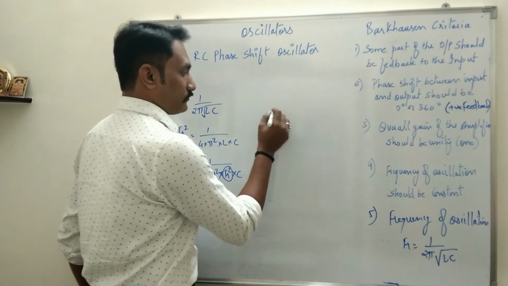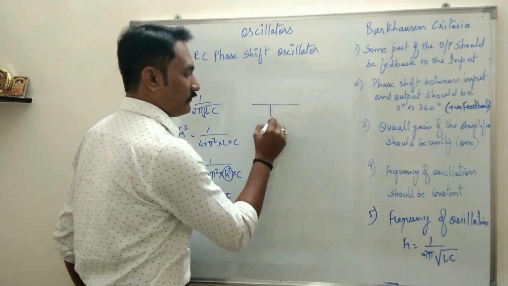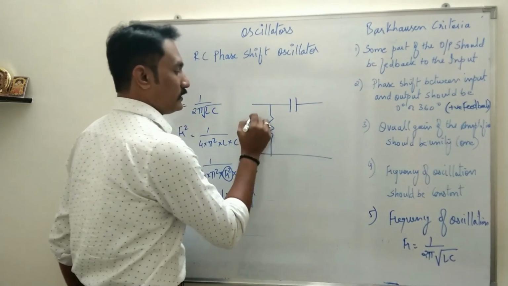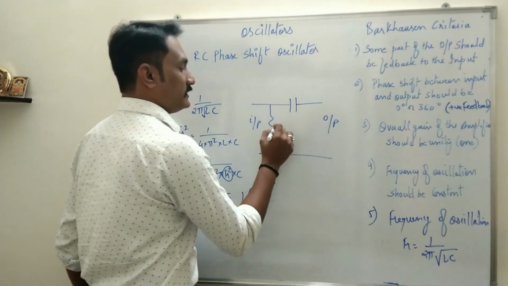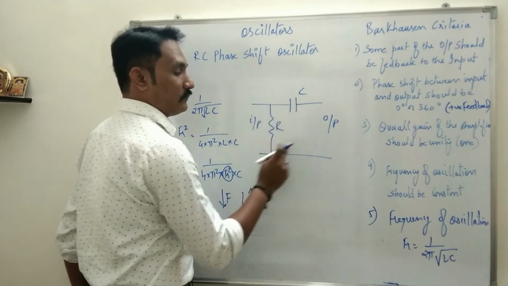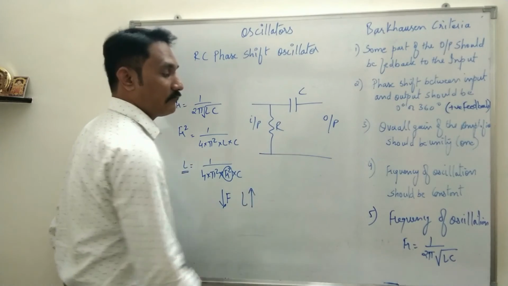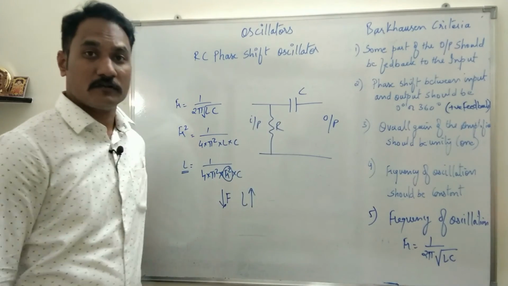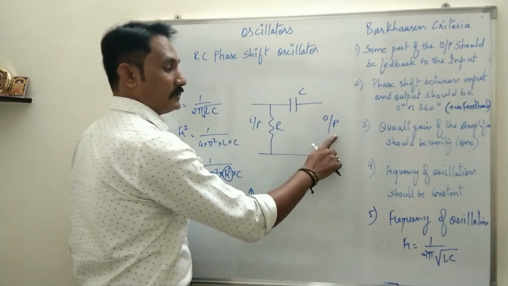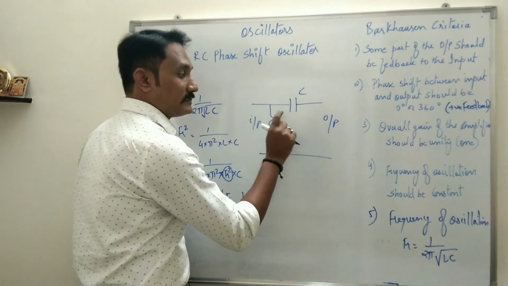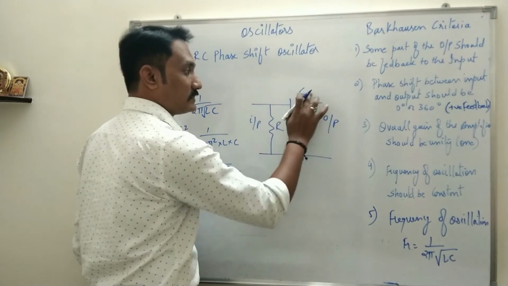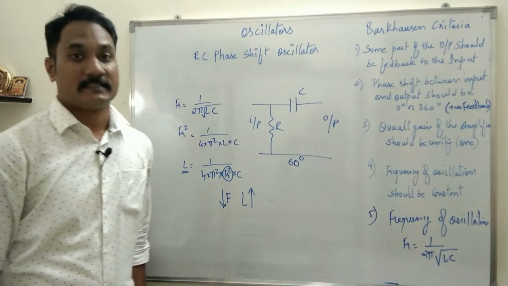So if we have one resistance and one capacitor, this is the input and this is the output. What we have seen experimentally is that one section of RC, the total phase shift between input and output will of course be 90 degrees because of the capacitor. But we select the value of R and C such that one section of RC should provide a total phase shift of 60 degrees.